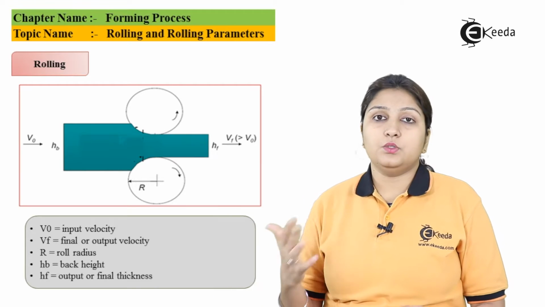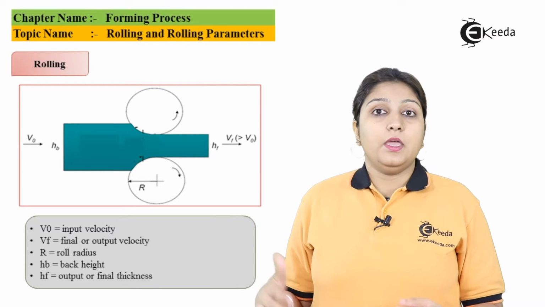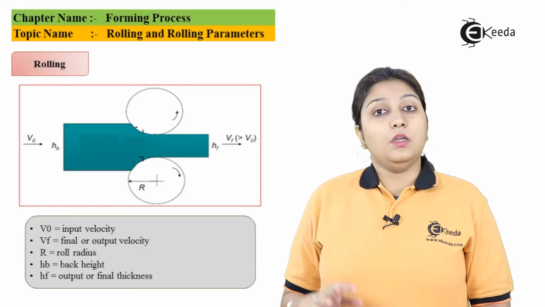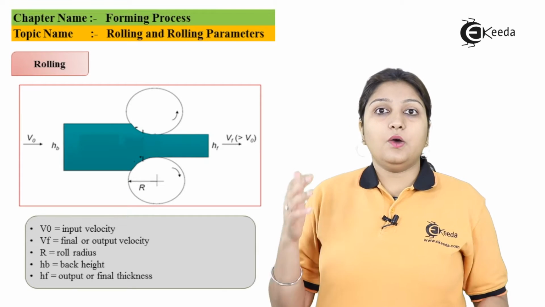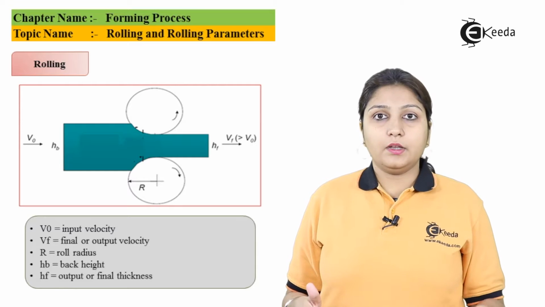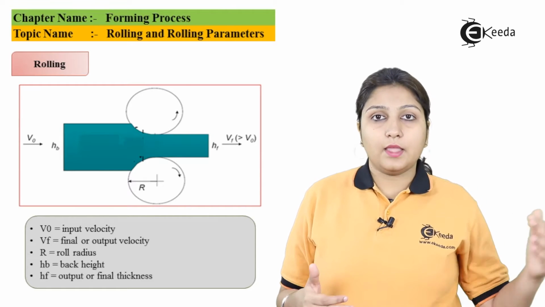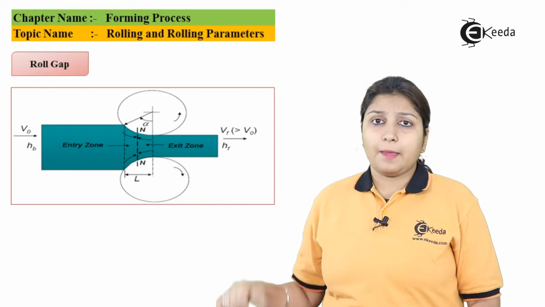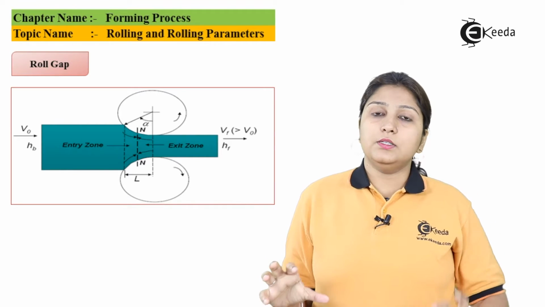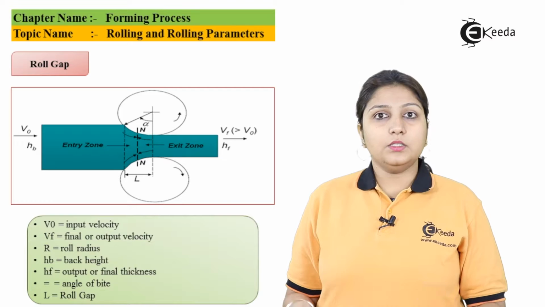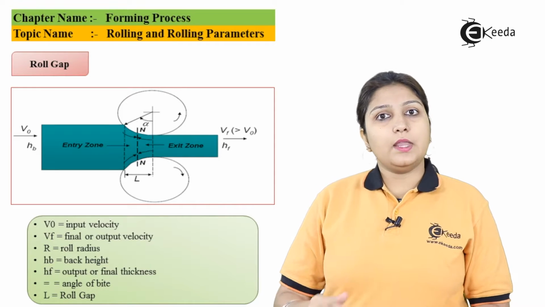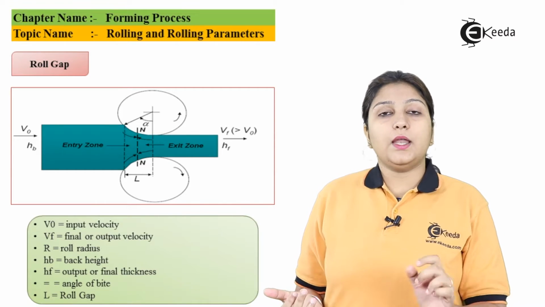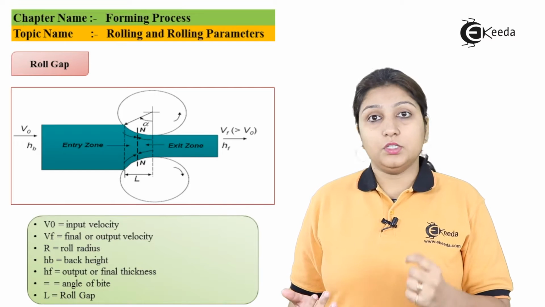The nomenclature we can see in this diagram is the input velocity, roll radius, and the heights given, where the height is more at the entrance and less at the end. So I'll talk about roll gaps. Can you see the two rollers and the object which is passing through them? There is an entry zone and there is an exit zone. Between them a roll gap is formed.